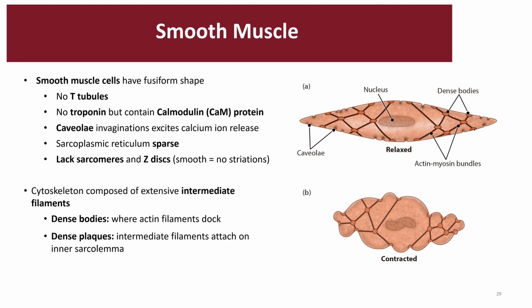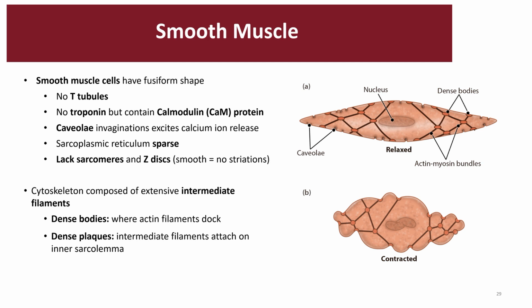The sarcoplasmic reticulum is also sparse. It doesn't contain any troponin complex, but instead contains a calcium binding protein called calmodulin. This is expressed as CaM protein for short. It also lacks the sarcomeres and Z-discs, therefore you do not see the striations in a microscopic view.